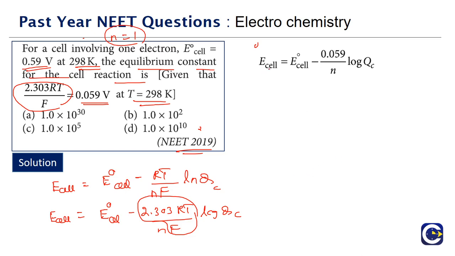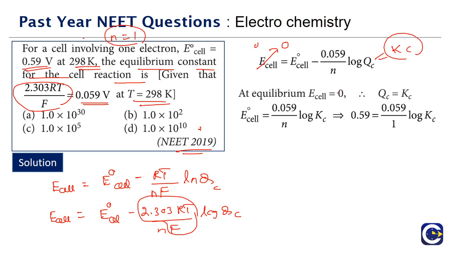So if we reach the equilibrium stage, then it means what? The E cell value will be 0 and the reaction quotient value will become equal to what? The equilibrium constant. That is what we need to find. We need to find the equilibrium constant at the condition. So if you look at E cell becoming 0 and Q becoming Kc, the expression will be what?